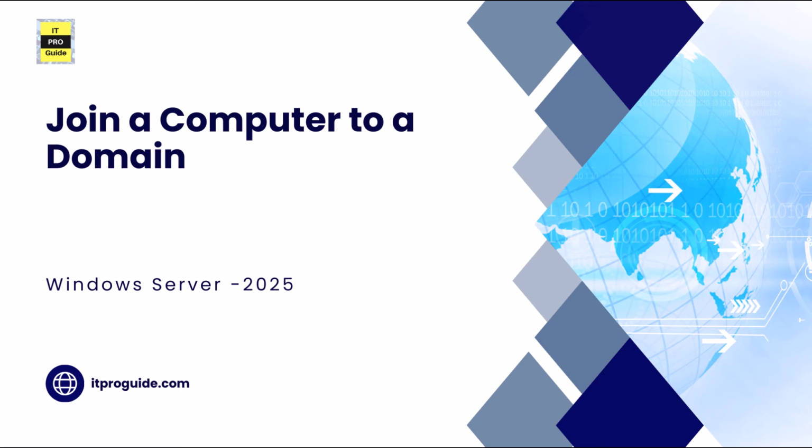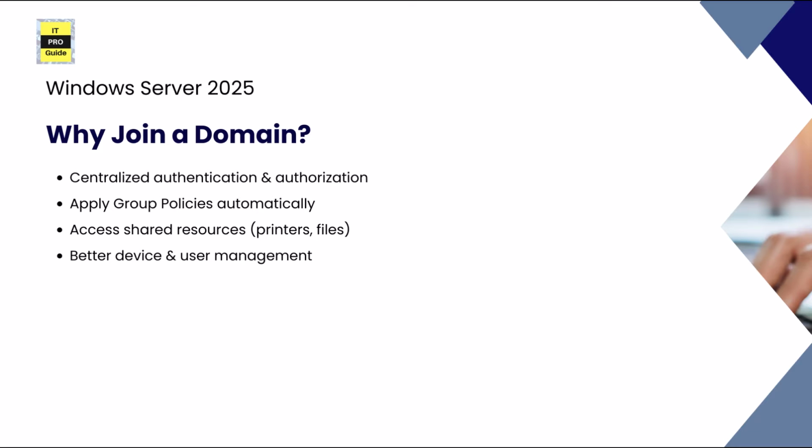In this lesson, we will learn how to join a Windows computer to an Active Directory domain. This process allows centralized control, easier management, and consistent security policies across all domain-joined devices. By joining a computer to a domain, you allow it to be managed centrally through Active Directory. This means users can log in with domain credentials, and IT admins can apply security settings, deploy software, and manage access from a central server.